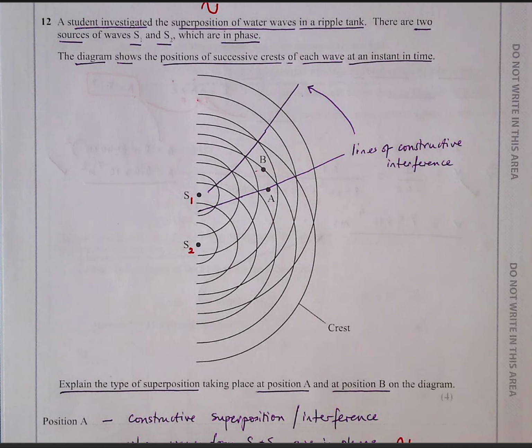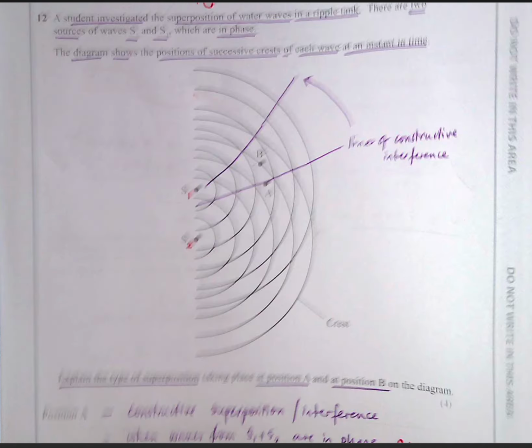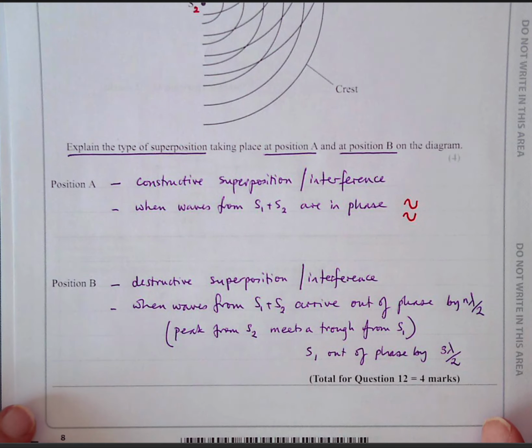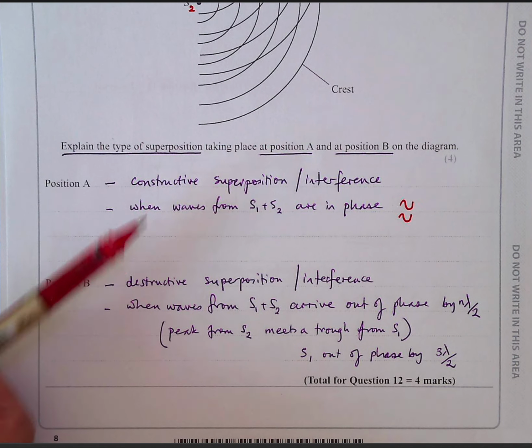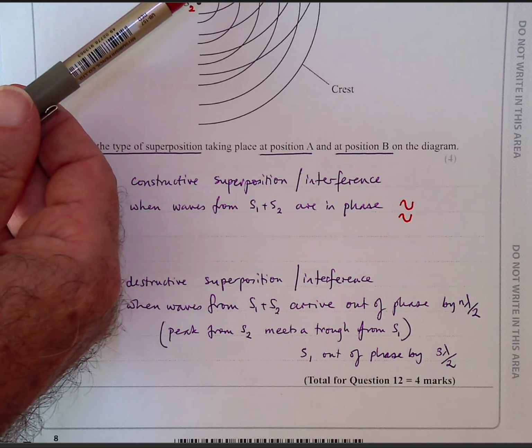So S1 is out of phase actually by 1.5 wavelengths if you count the number of waves that have passed. Sorry, I'm not showing you my writing. I keep on making this mistake. So I'll just put that and you can see what I was talking about. Okay? So again, at position A, they arrive in phase. And for position B, they're halfway.